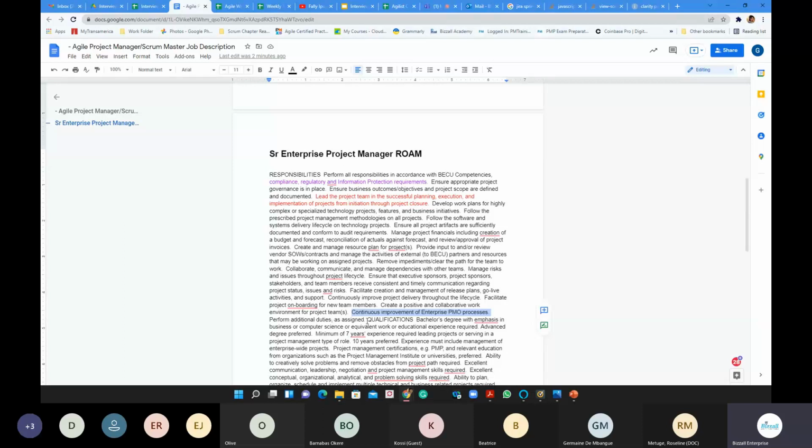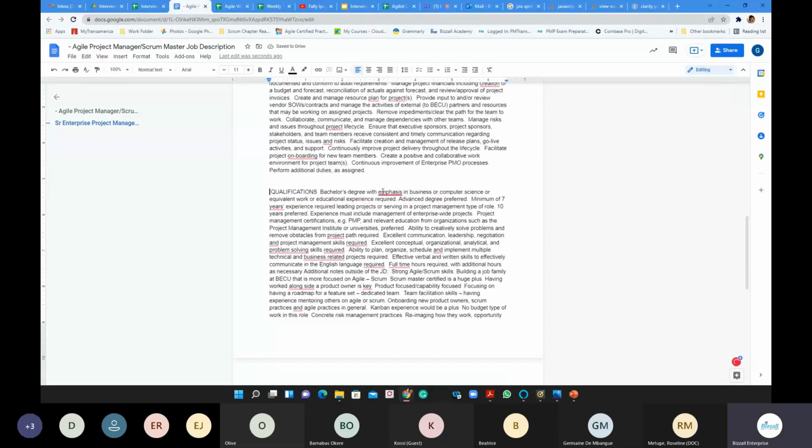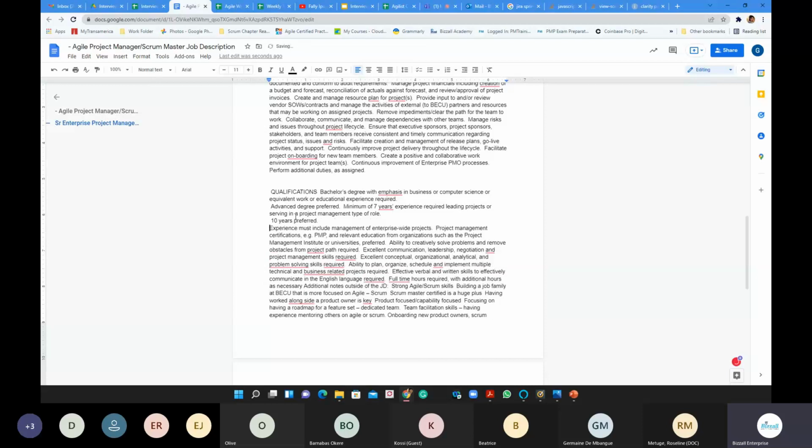So, qualification, right? For the qualification here, you have to have a bachelor's degree with emphasis in business or computer science. Always, don't worry about this one. Advanced degree preferred. 7 years of experience required, leading projects and serving in a project management type of role. You see, it's the standard role, 10 years preferred, blah, blah, blah. Those are nonsense. Experience must include management of enterprise-wide projects.